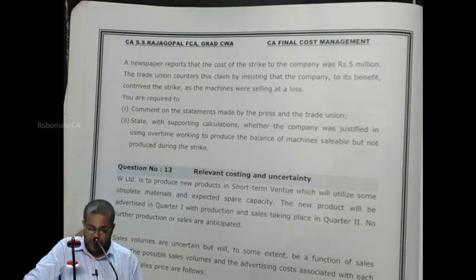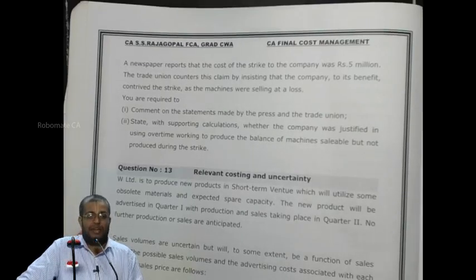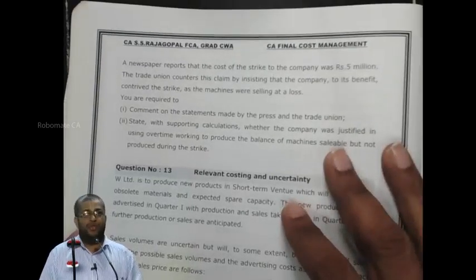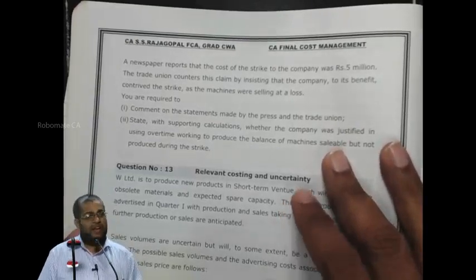State with supporting calculation whether the company was justified in using overtime working to produce a balanced machine saleable but not produced during the strike. This is a question that has been asked. Please go through the problem before I start with the solution.